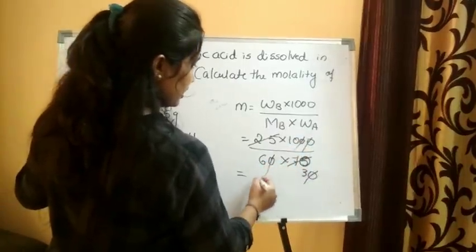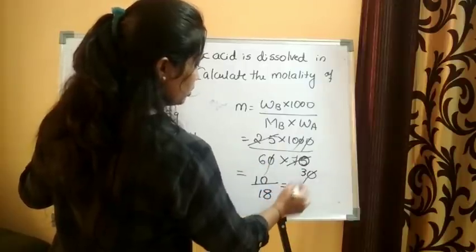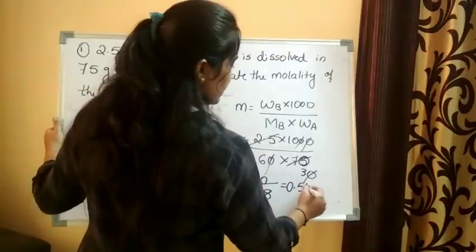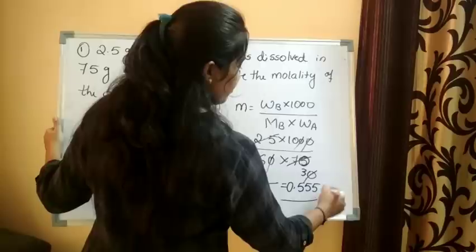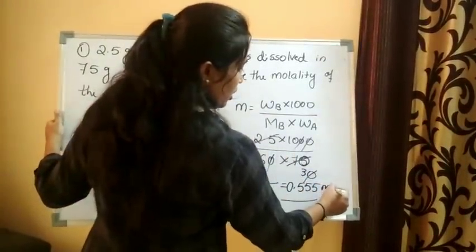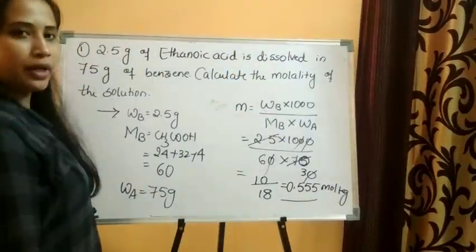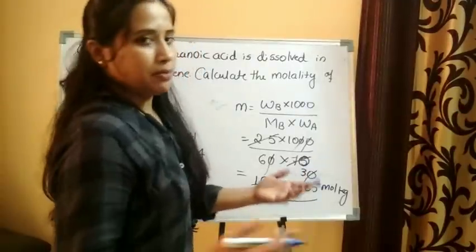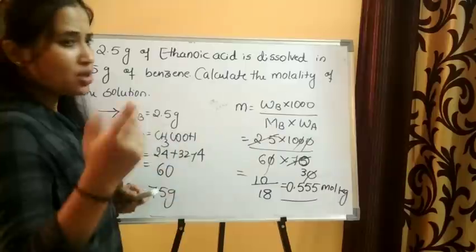Then 10 divided by 18, I am going to get an answer of around 0.555. So the molality we are finding is 0.555. The unit is mole per kg, or 0.555 m, small m, or molal we could say. This is how you need to do it. This is one method.